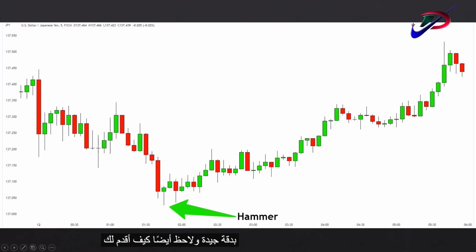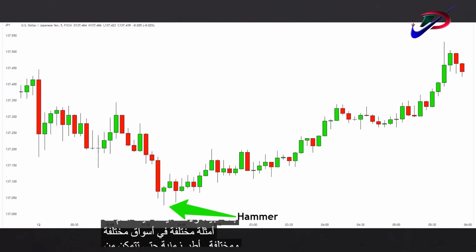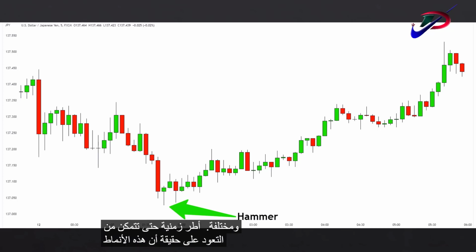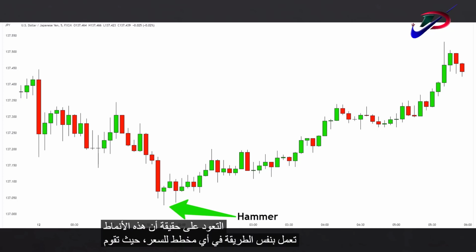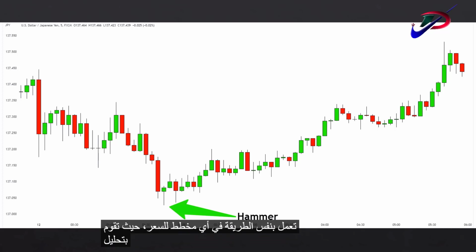Notice also how I'm giving you different examples in different markets and different time frames, so you can get used to the fact that these patterns work in the same way in any price chart you analyze.